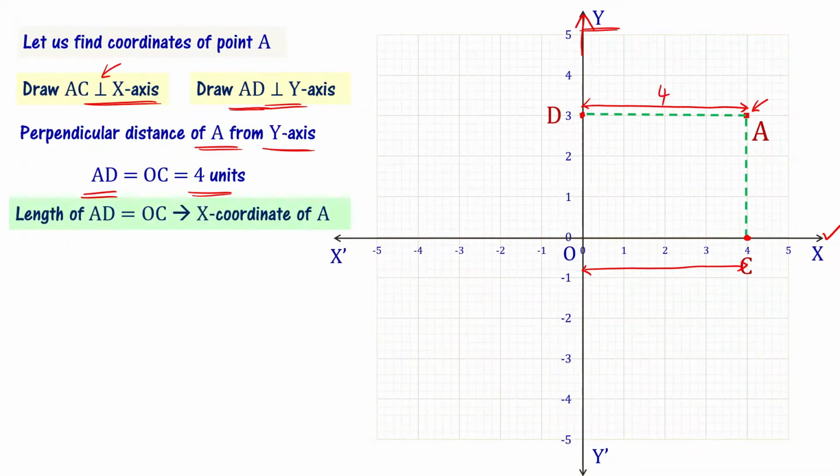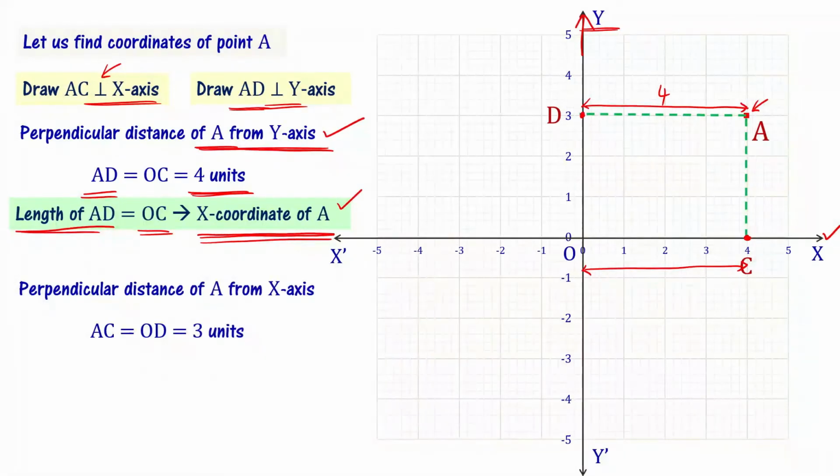Now similarly you can say that actually length of AD in this case, that is OC, equal to 4 units, is called x coordinate of A. X coordinate of point A, what is it? That is the perpendicular distance of A from y axis. Understood? Okay, please take a note of this. The perpendicular distance of A from the y axis is called x coordinate of point A.